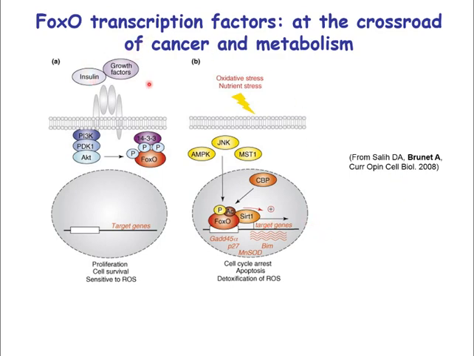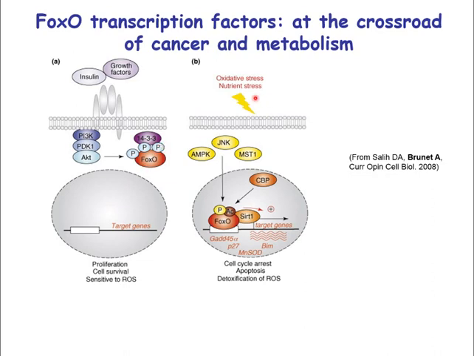First is the growth factor pathway. In that case, the growth factor can activate the PI3 kinase AKT pathway. AKT can then phosphorylate FOXO and sequester FOXO from the nucleus into the cytoplasm. So in this case, the growth factor inhibits FOXO activation.